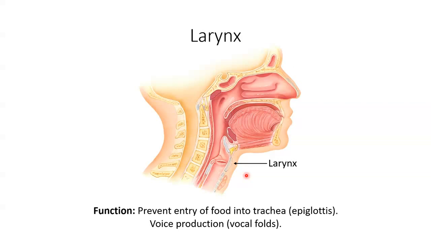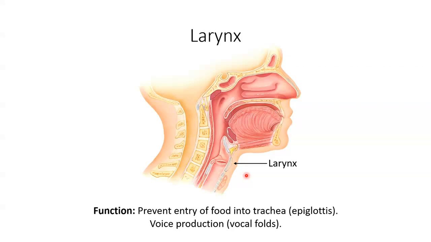Mucus produced by the goblet cells in the lining of the larynx also helps trap dust that's not removed in the nasal cavity. Like what happens in the nose, the cilia on the cells which line the upper respiratory tract will move that dust towards the pharynx so that we can swallow it or we can spit it out.